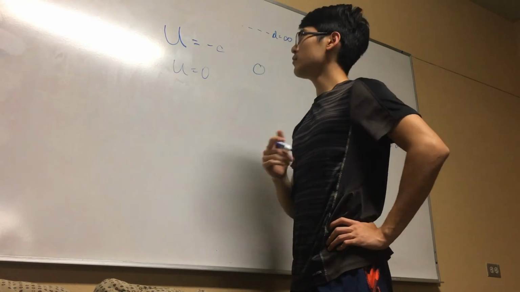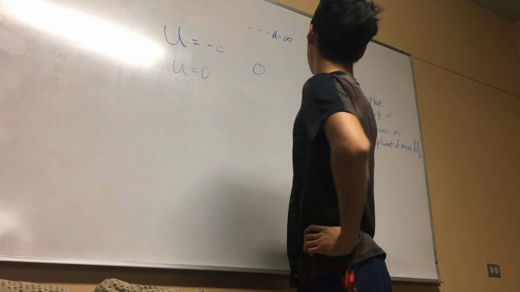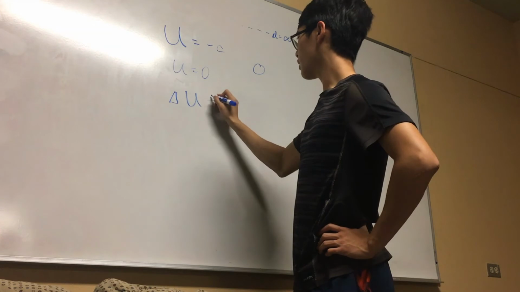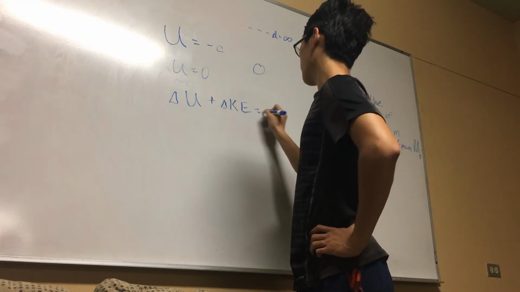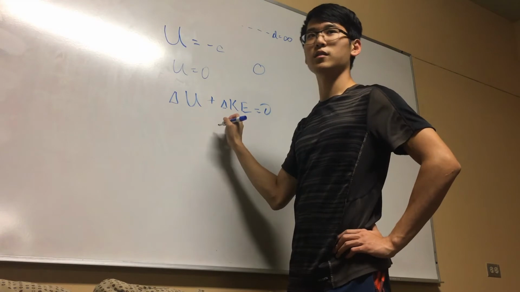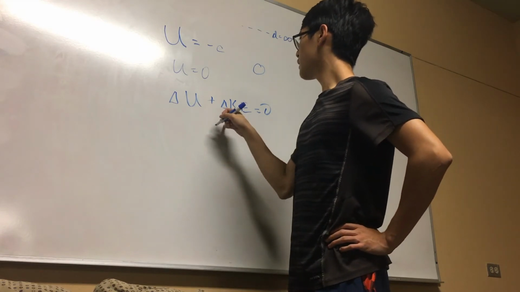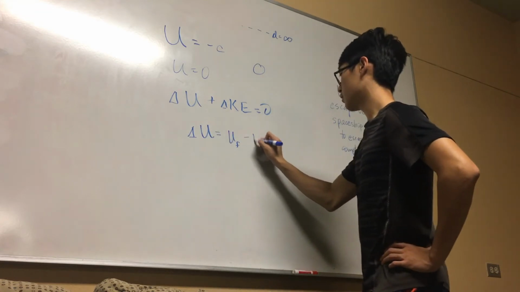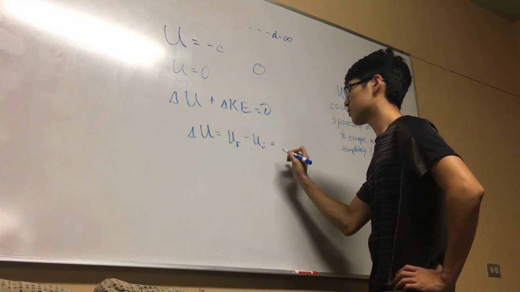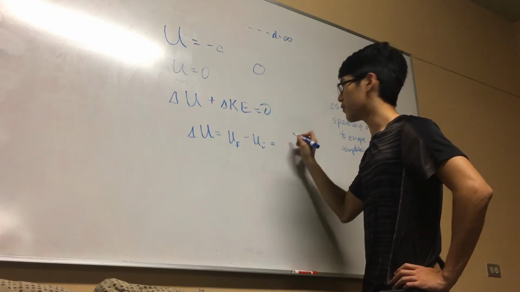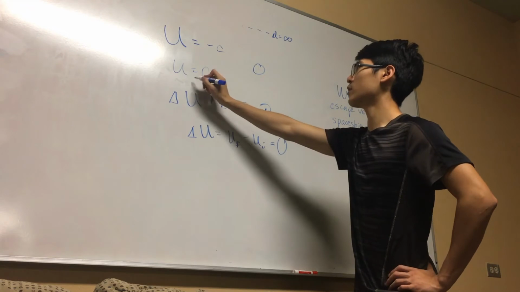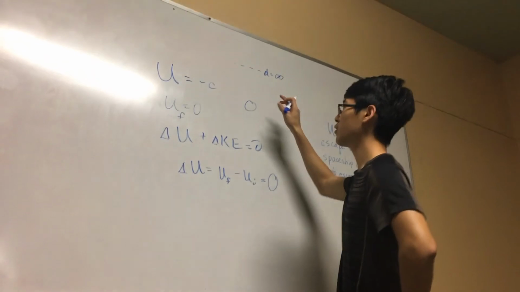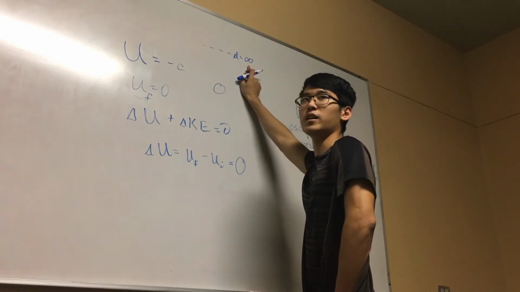If we're trying to find the escape velocity, then let's remember the equations. Delta U plus delta kinetic energy is equal to 0, because this is a conservative force, so this equation must always hold. And we also know that delta U is equal to U final minus U initial. What is U final? It's 0, right? If we're trying to escape the entire gravitational field, then at the very end, the distance will be at infinity.